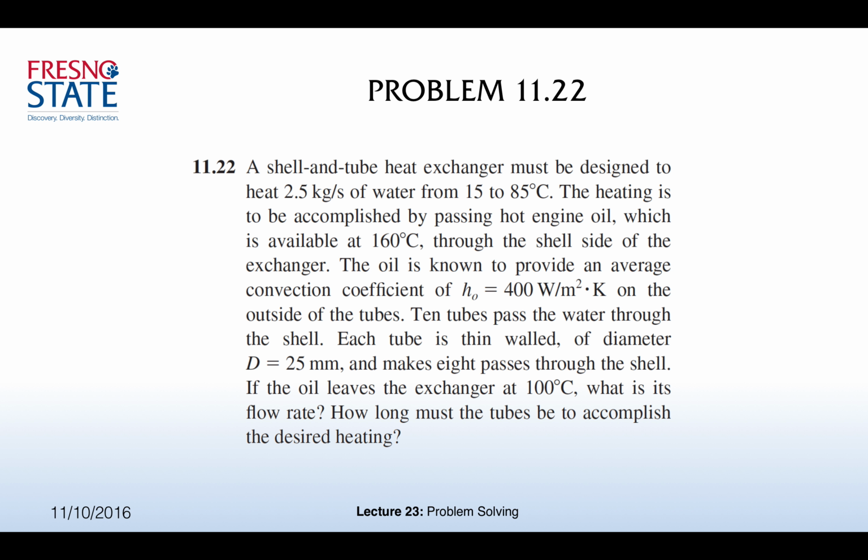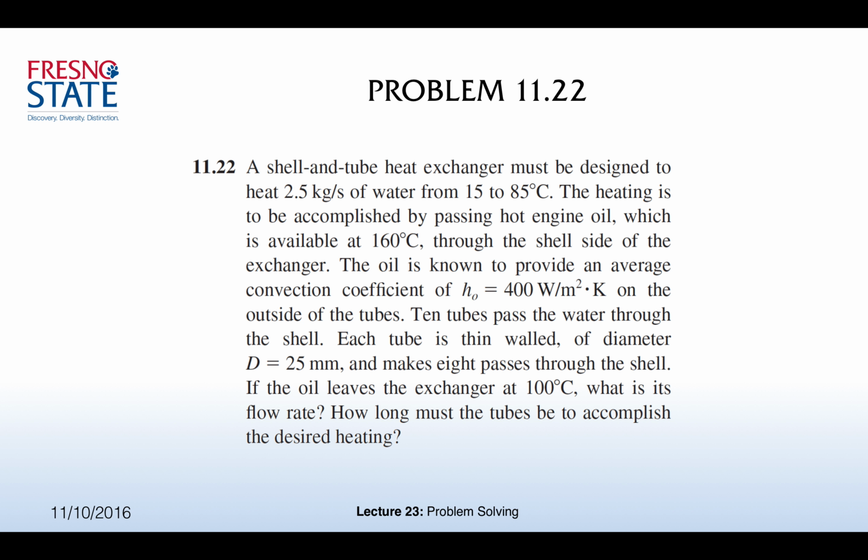If the oil leaves the exchanger at 100 degrees Celsius, what is its flow rate? So we need the mass flow rate for the oil. The oil is the hot fluid, so therefore we need m dot h. That's the first thing we need, m dot h, m dot oil. Also, how long must the tubes be to accomplish the desired heating? So we need the length of the tubes. Very good. So let's see how this problem is done.